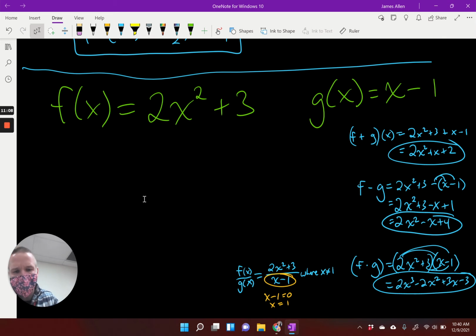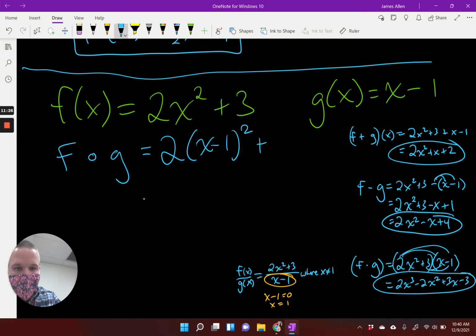All righty, next one. We've got all of our different operations. How about some compositions? I love compositions. They're the best. So let's say we've got f of g. For this one, g gets plugged into f. So I'm going to have 2 and then parentheses x minus 1 squared plus 3.